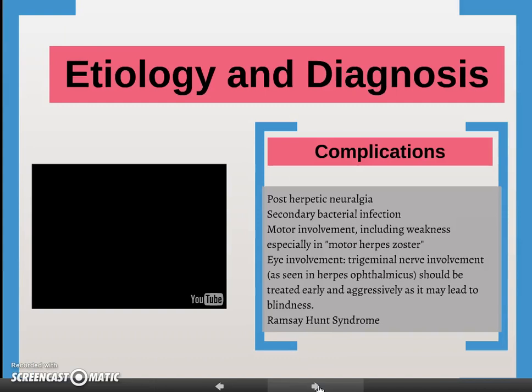Complications: postherpetic neuralgia, secondary bacterial infection, motor involvement including weakness, especially in motor herpes zoster. Eye involvement should be treated early and aggressively as it may lead to blindness and Ramsay-Hunt syndrome.